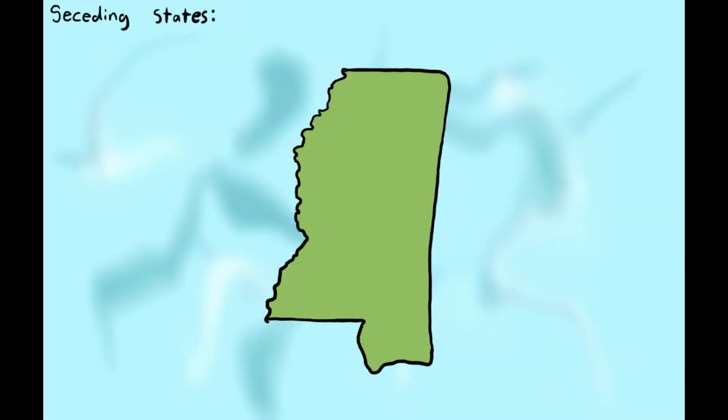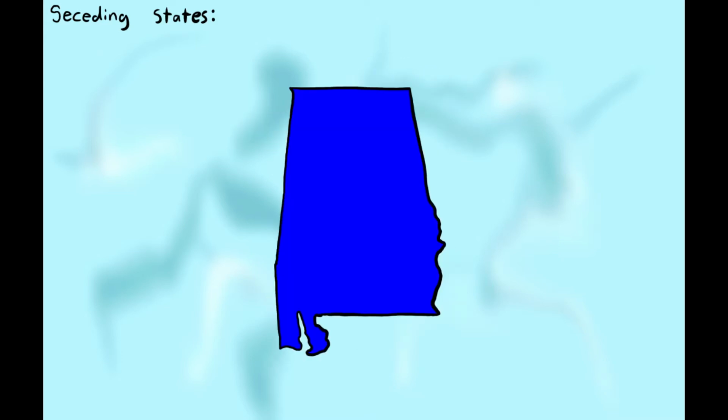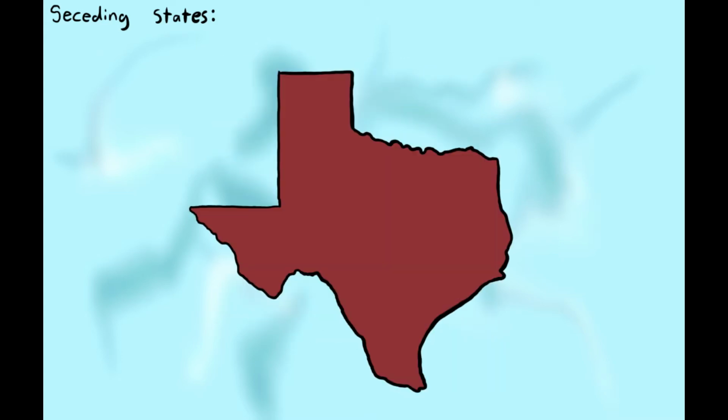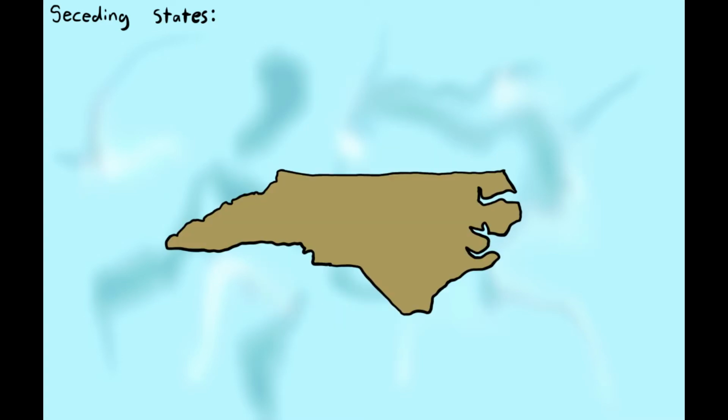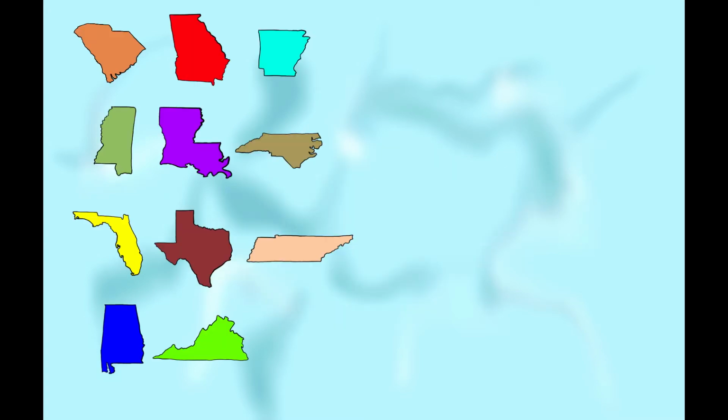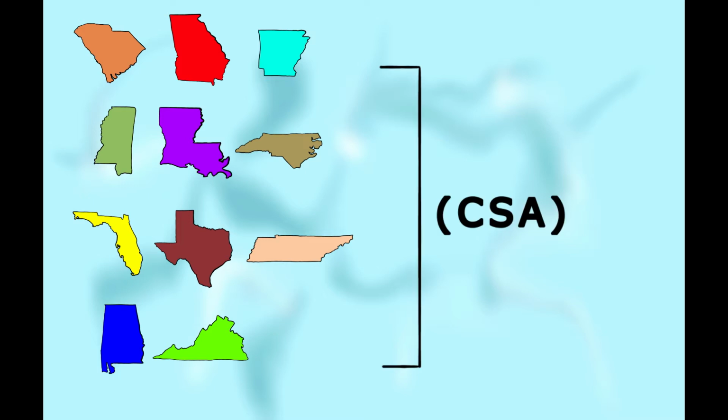Over the course of about 7 months, the states South Carolina, Mississippi, Florida, Alabama, Georgia, Louisiana, Texas, Virginia, Arkansas, North Carolina, and Tennessee all seceded from the Union in that order. These states formed the Confederate States of America.